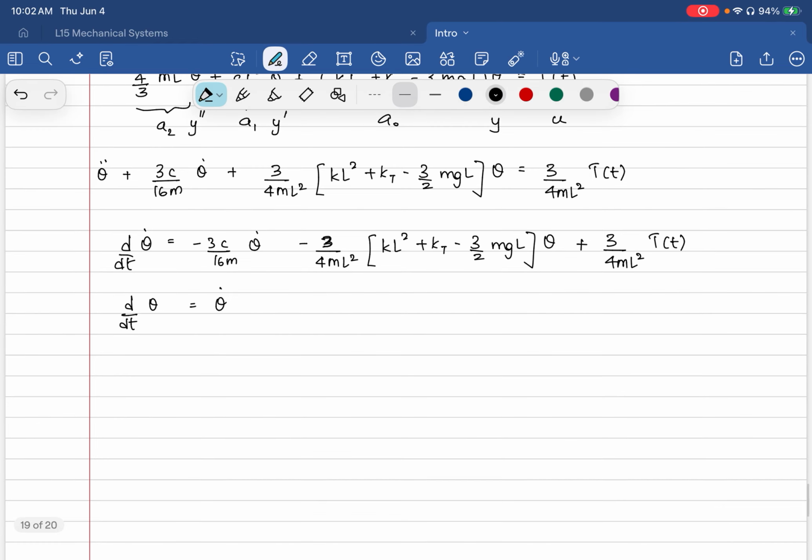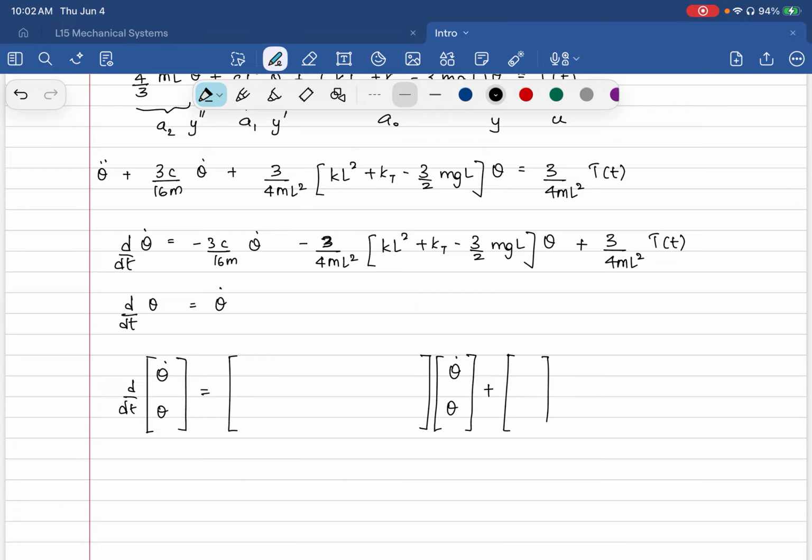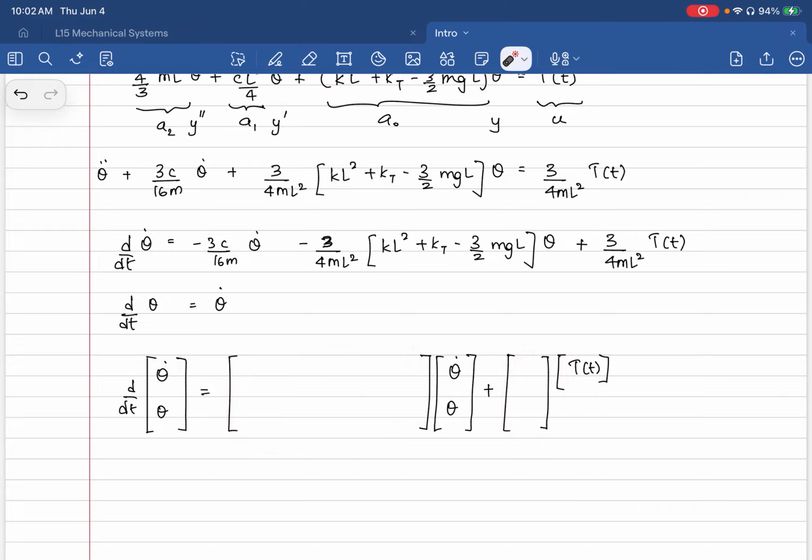Okay, so now I can write my state space representation wherein I have that differentiation, theta dot, theta. If I write it in this order, then on the right hand side, the state vector has to be in the exact same order. So theta dot, theta, plus you have two components to your input matrix, and then you have one tau of t. You now have to fill in the values in these matrices. Try that yourself.